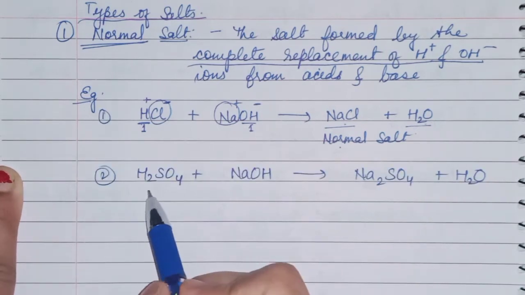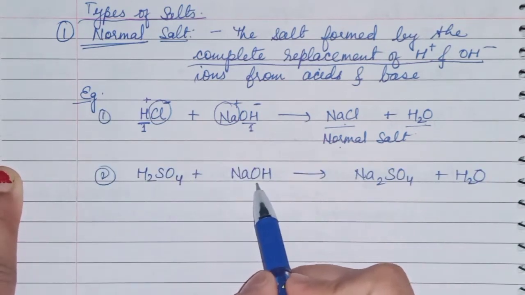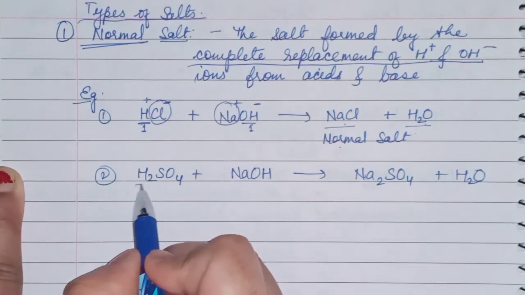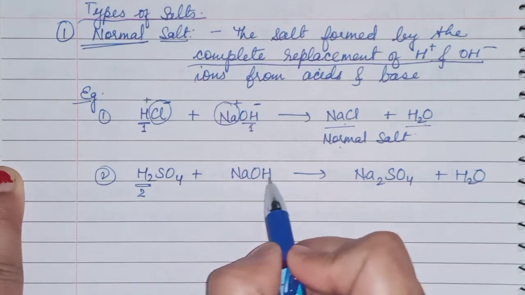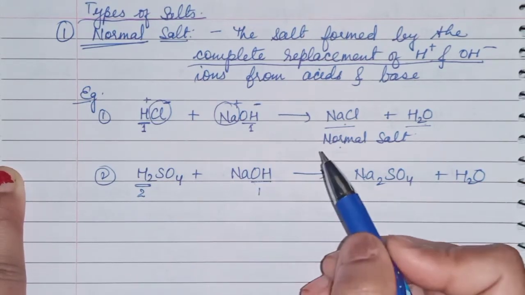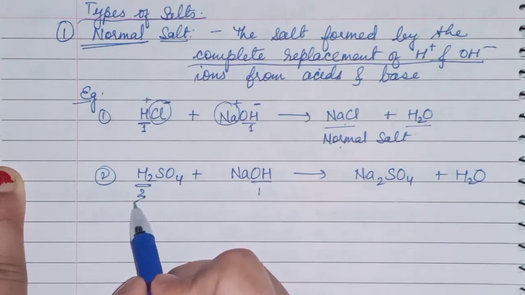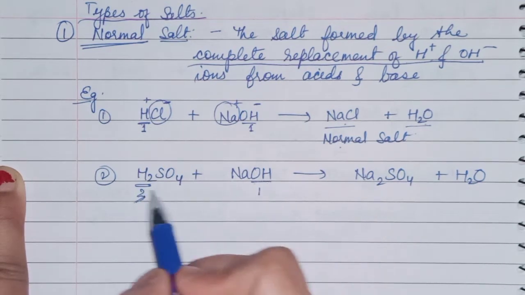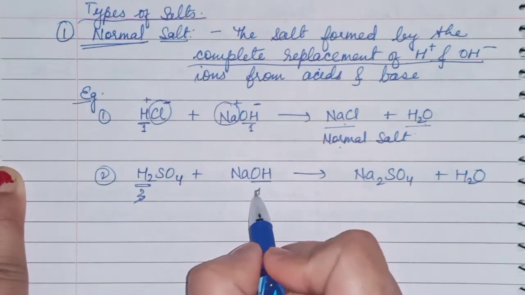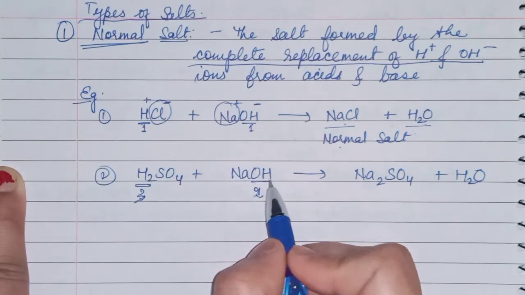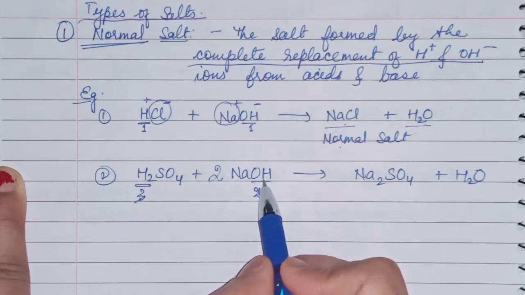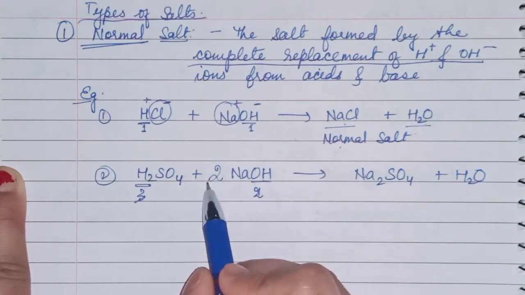Now another example is H2SO4 with NaOH gives Na2SO4 and water. See how many H plus ions are there? 2. And how many OH minus ions are there? 1. So what we will do? We have to remove the complete H plus and OH minus ions. So to remove these 2 H plus ions, we need 2 OH minus ions. For this we have to put 2 over here so that we can get 2 OH minus ions.